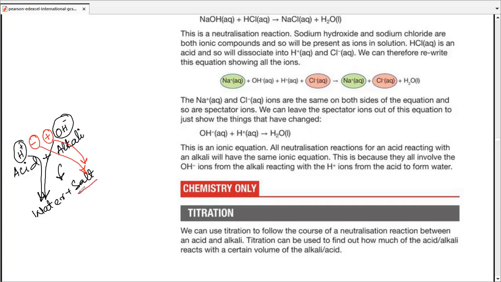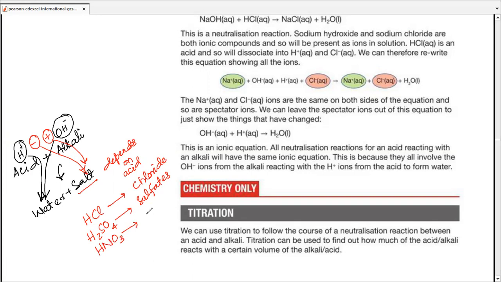So whichever salt we're going to produce depends on the acid. Right? So it's pretty simple. Hydrochloric acid would give us chloride salts because the negative part is chloride. Sulfuric acid would give us sulfate salts. In a similar way, nitric acid would give us nitrate salts.